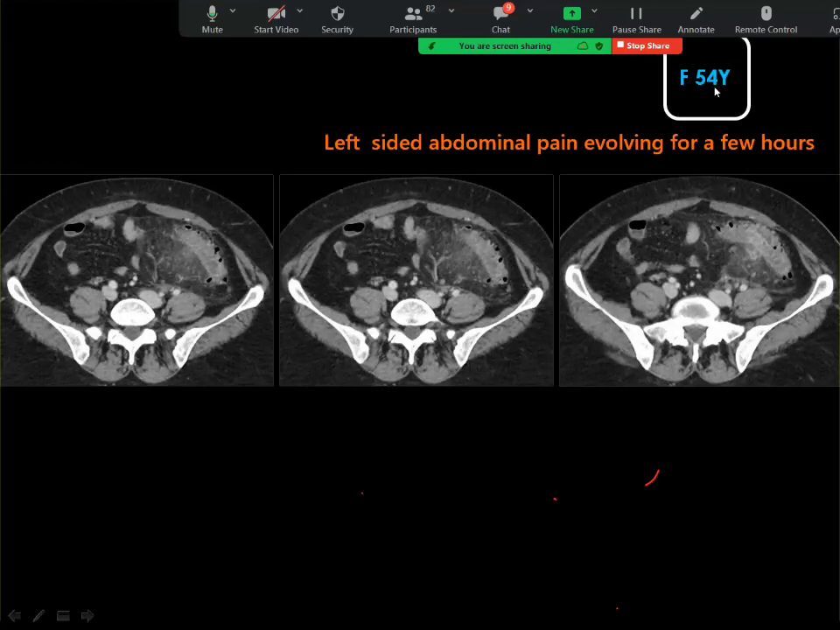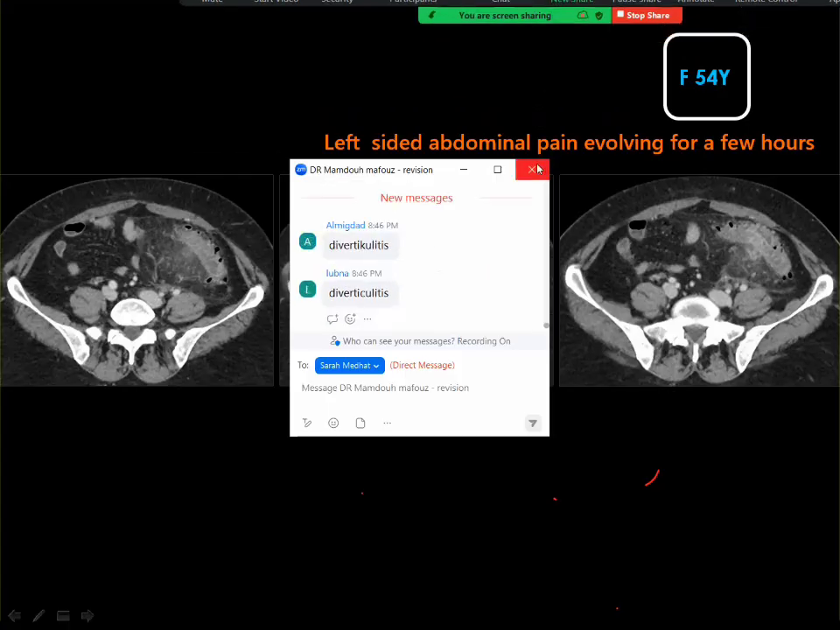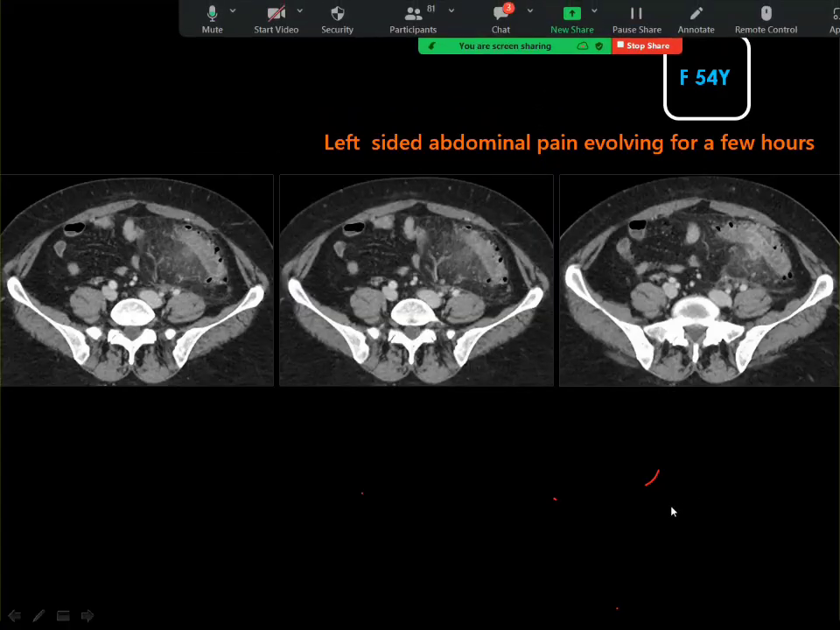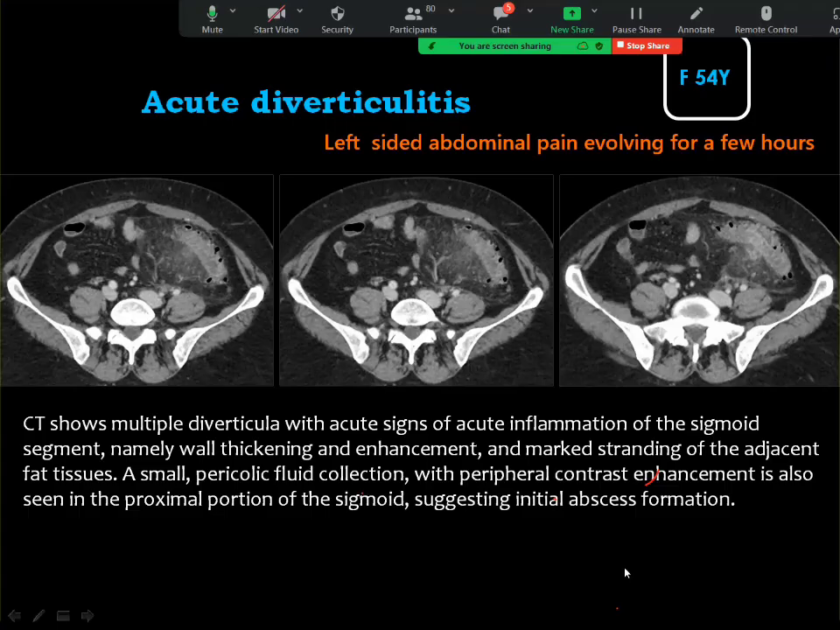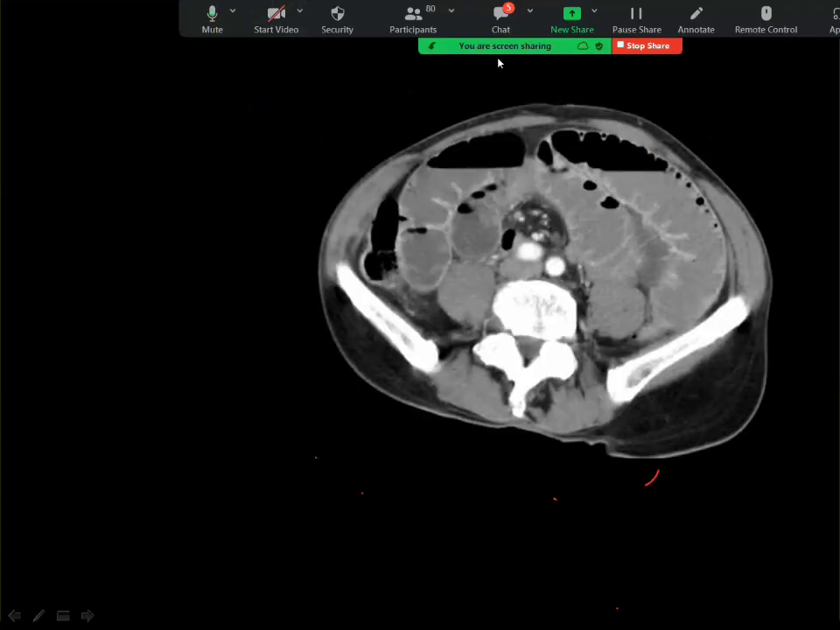Female patient, 54 years old, with left-sided abdominal pain few hours ago. Yes, and this is colonic diverticulitis. You got a segment of the colon, the descending colon, with multiple patent diverticuli and mural edematous changes and marked stranding of the pericolic fat, diagnostic of colonic diverticulitis. Next case.